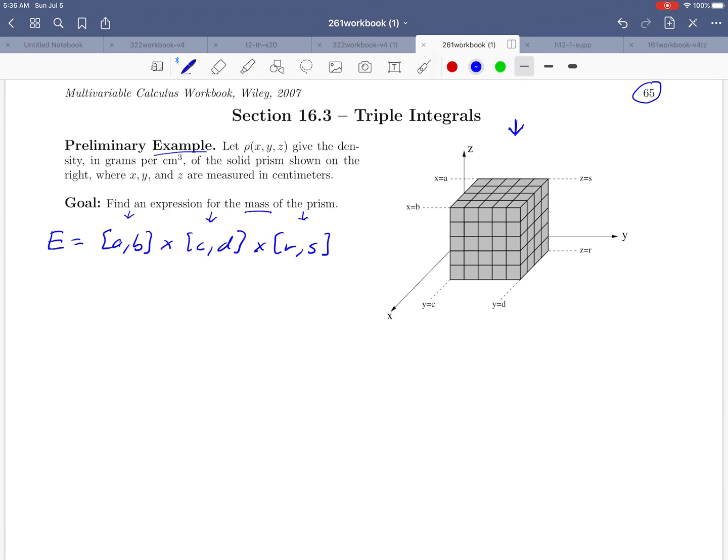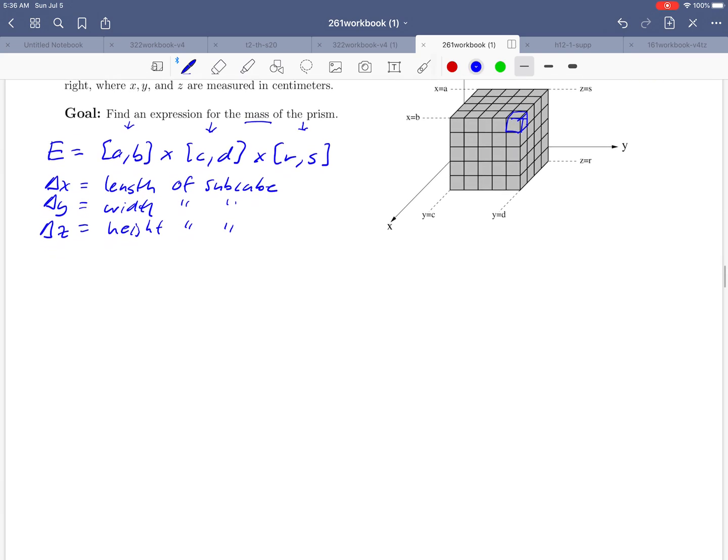Okay, the next thing that we're going to do is to assume that these little subcubes, these pieces that our region has been chopped into, have a particular size. We'll let delta x, delta y, and delta z be the length, width, and the height of each subcube. Just a way of measuring the size of each of our cubes.